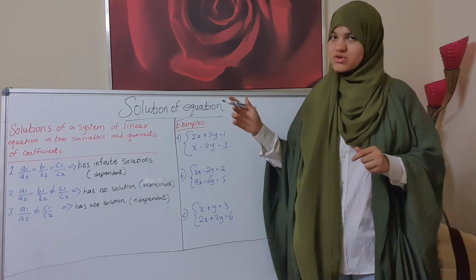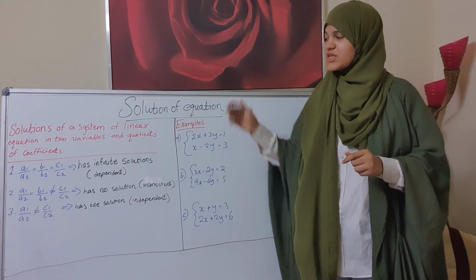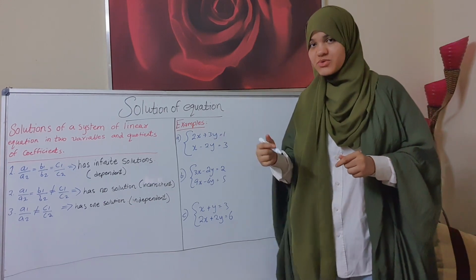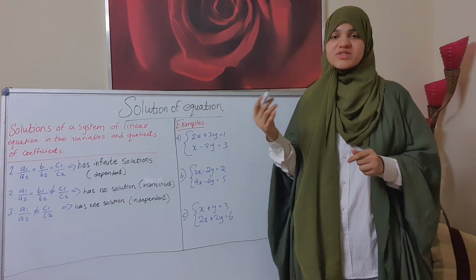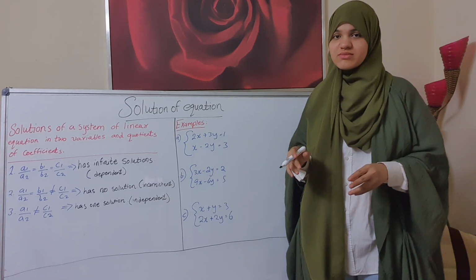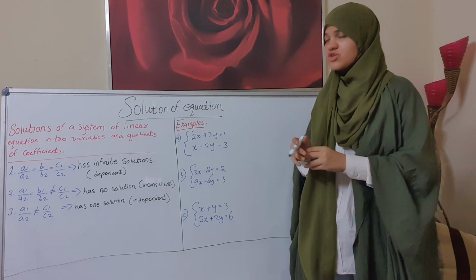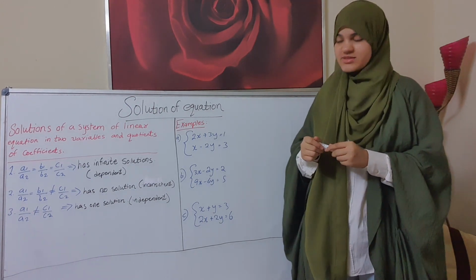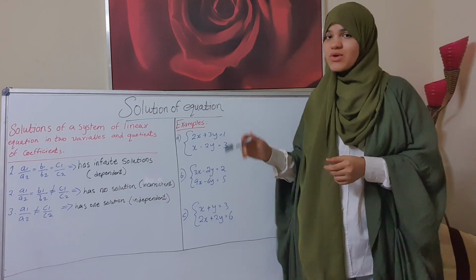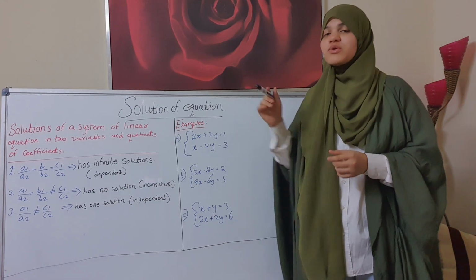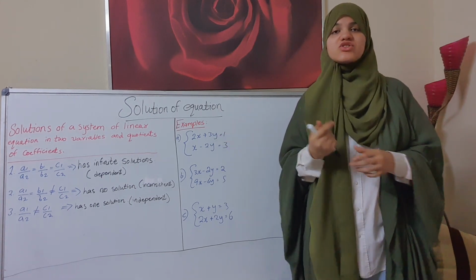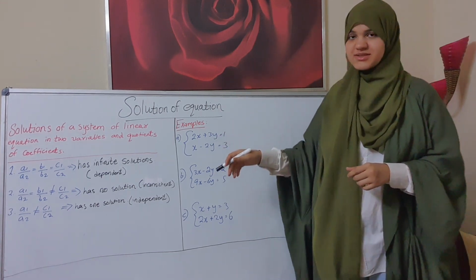Rule number two says A1 over A2 is equal to B1 over B2 is not equal to C1 over C2. This means it has no solution. It is inconsistent. Now, rule number three says A1 over A2 is not equal to B1 over B2. That means they have only one solution, which is independent.